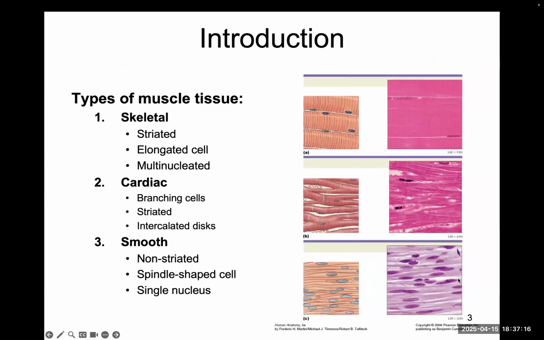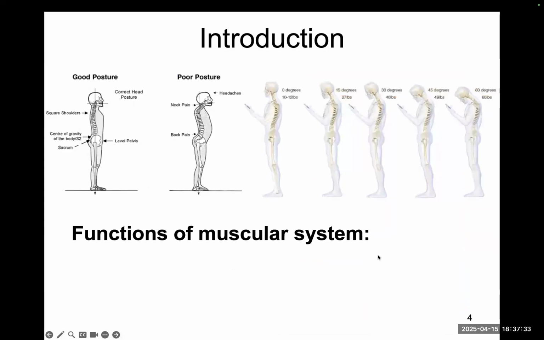So that's what they look like under the microscope. You can see that here as well. You can see the striations on the skeletal muscle. Cardiac muscle is branching, has the intercalated discs and big nuclei. Smooth muscle is kind of wavy and also has bigger nuclei than the skeletal muscle.